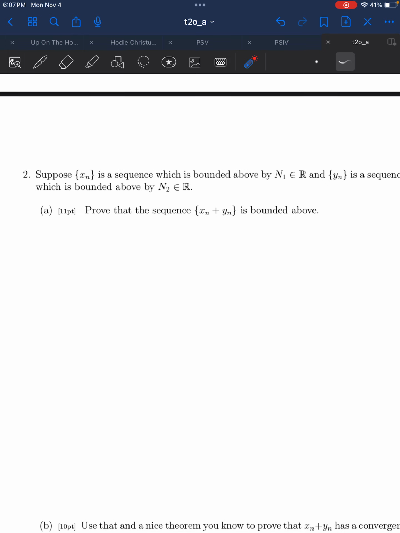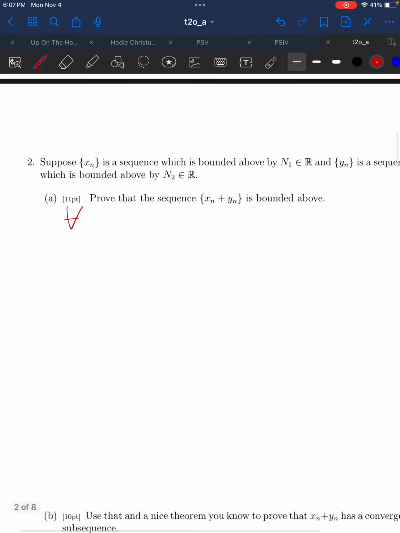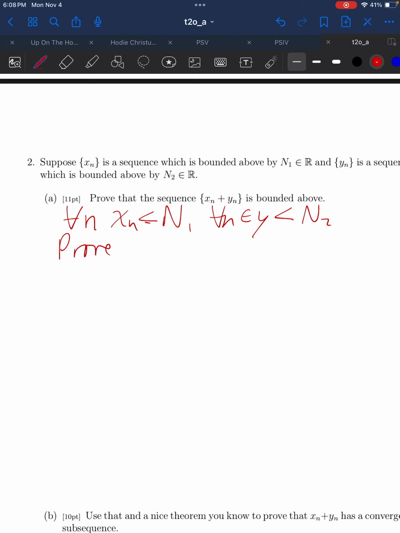Okay, so here we know that for all n, xn is less than N1. That's what we mean by a bound. And for all n, yn is less than N2. And we're going to prove, what do we think is the bound? N1 plus N2. And you'll see why we think that in a moment.